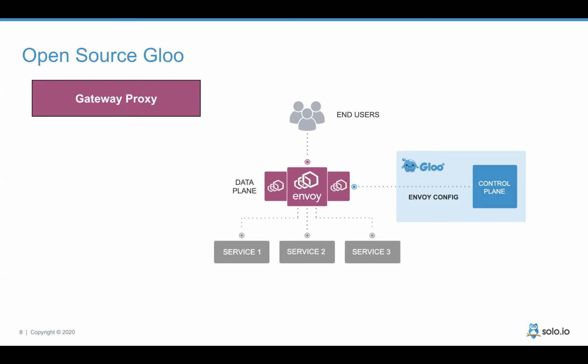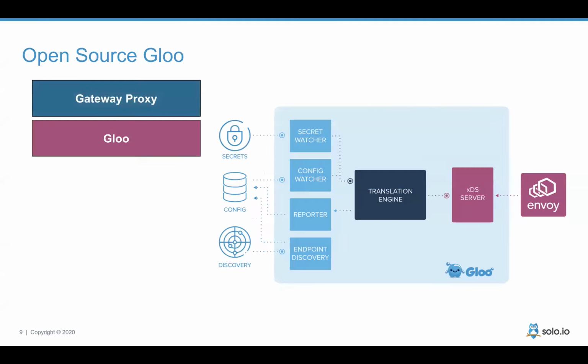The gateway proxy is just a container that we publish, as I said, with our custom filters on top of a recent tip of upstream Envoy. And we manage that and maintain that, bringing in new critical fixes or new features and keeping that up to date. So that's the data plane.